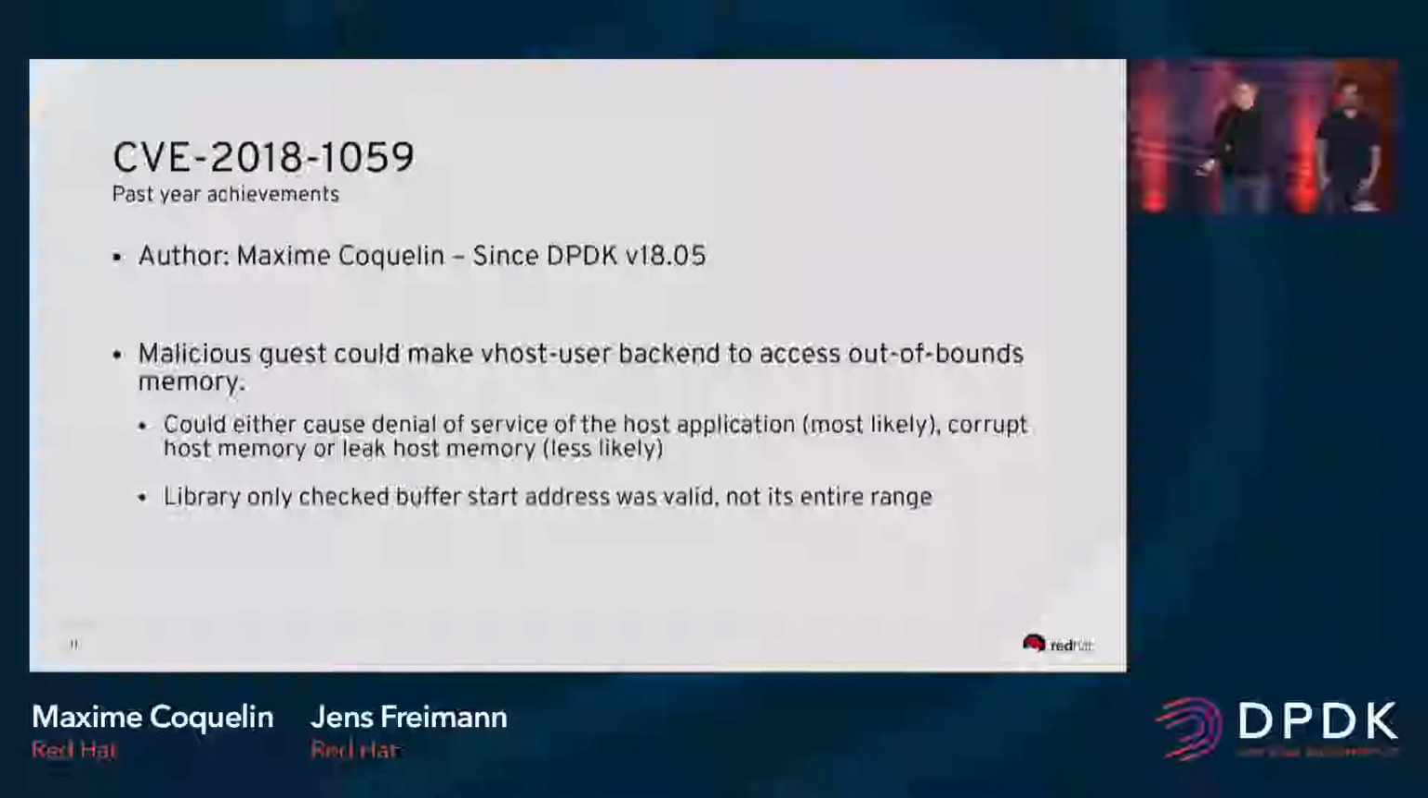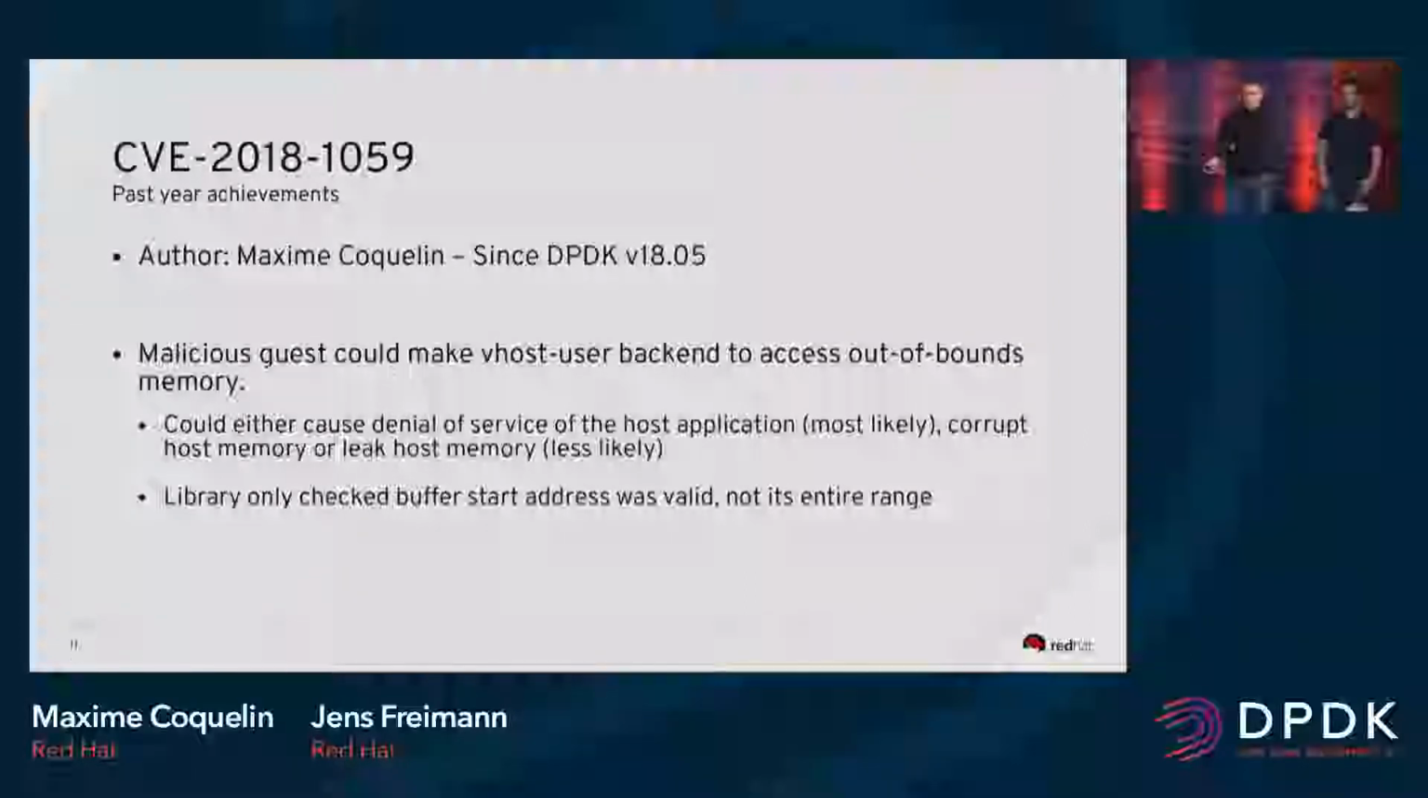Another thing that happened early this year was that we were made aware of a security issue in the Vhost user library. So we have a CVE for it. The problem was that a malicious guest could make the Vhost user backend crash. For example, it could make OVS DPDK crash, or it could also corrupt some memory or leak some memory in some unlikely conditions.